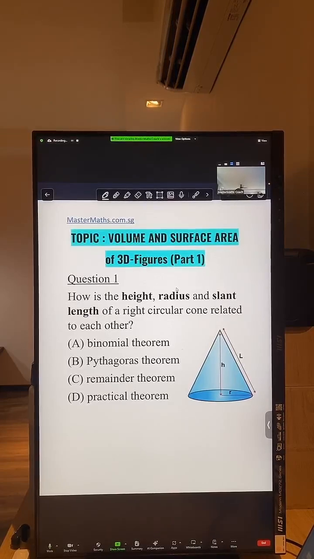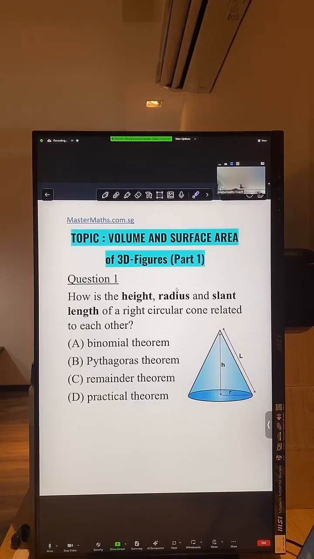How is the height, radius and slant length of a right circular cone related to each other? Okay, so very simple warm-up question, shouldn't cause you too much trouble. How is the height? So this is the height. This is the height. The radius, this is the radius. And the slant length. This is the slant length. How are they related to each other or one another?